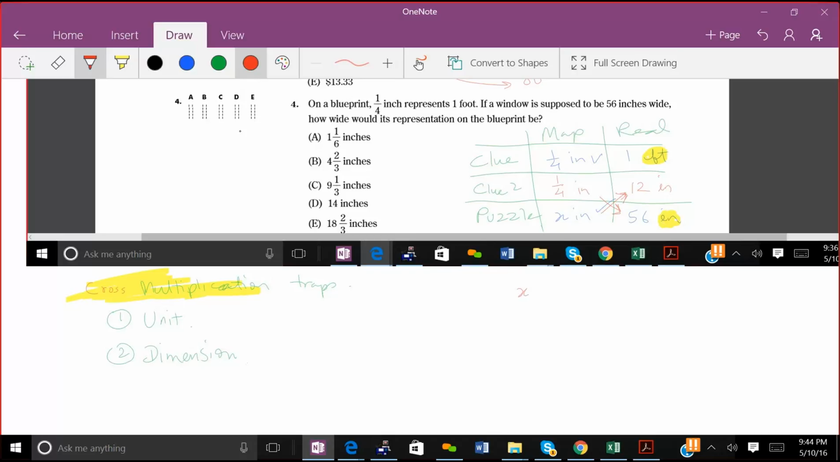X times 12 equals 1/4 times 56, which is 14. Divide by 12, X is equal to 14 over 12. That's 7 over 6. That's 1 1/6. Yeah. Get it? Yeah.